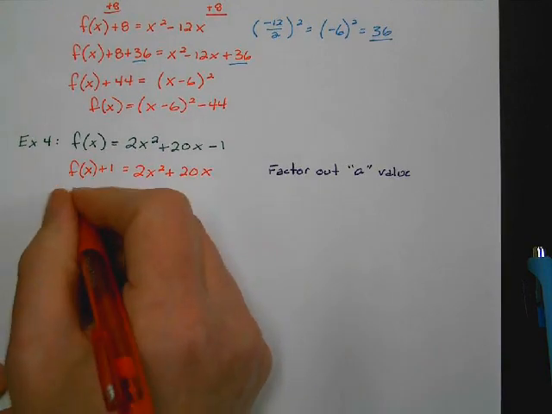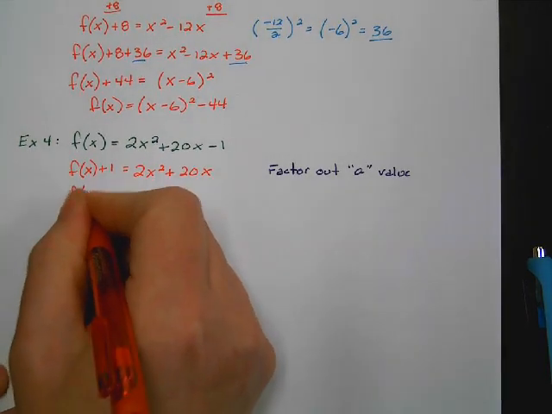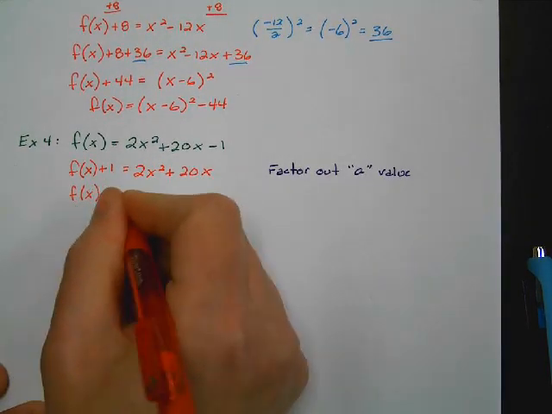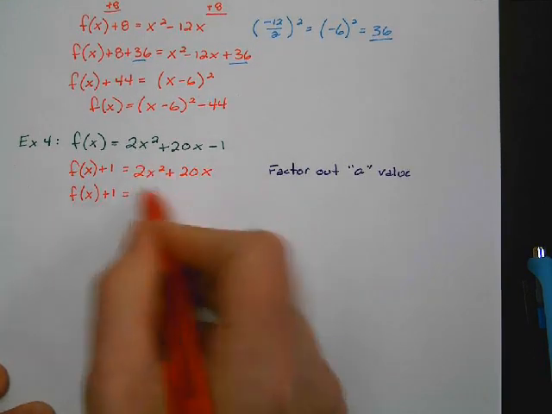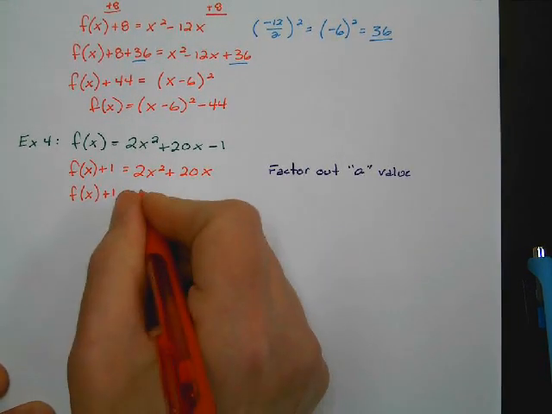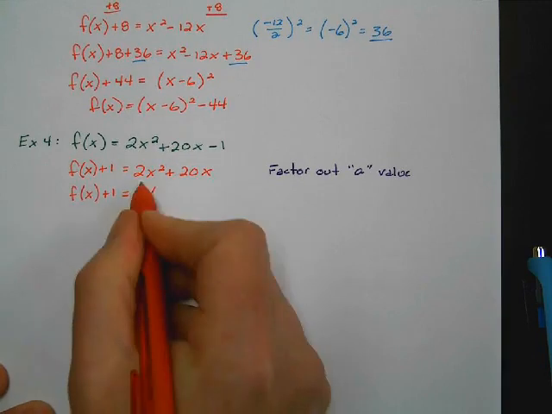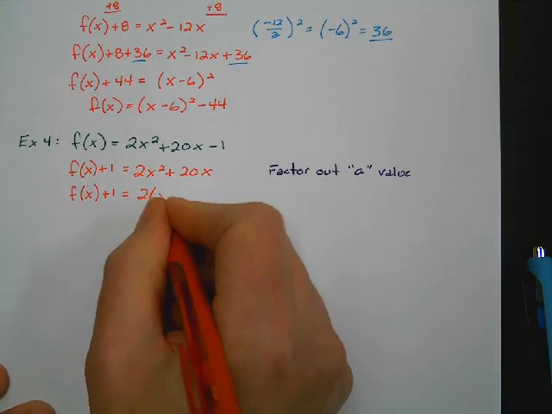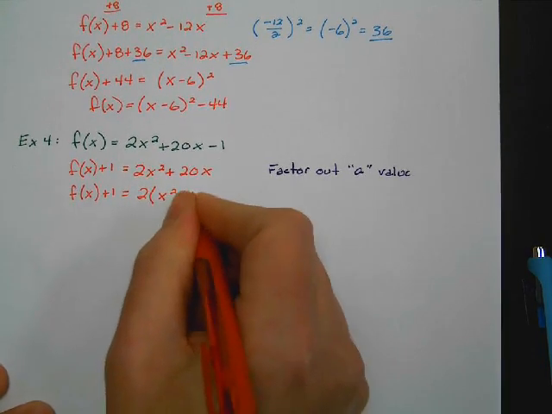So that's my new step. This side stays the same. Over here, I can factor out a 2. Remember, you have to factor out of both of the terms. So we get x squared plus 10x.